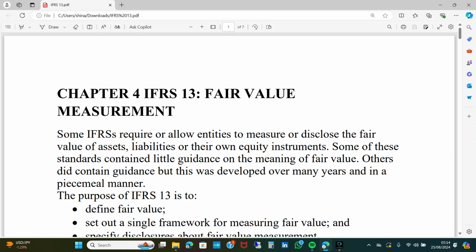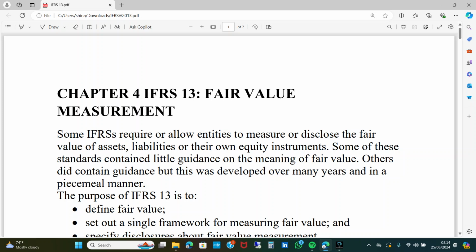IFRS 13 fair value measurement. Okay, I'm sure you are familiar. Most times I know that you have been hearing fair value, fair value. In fact, most of the standards and IFRS we are going to be looking at together, you're hearing a lot of fair value. Measure it at IFRS, which is measure non-current asset for sale at the lower of carrying amount and fair value less cost to sell. So fair value. So let's look in very detailed terms now at what is fair value and how do we calculate fair value.